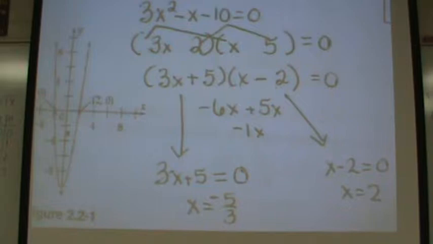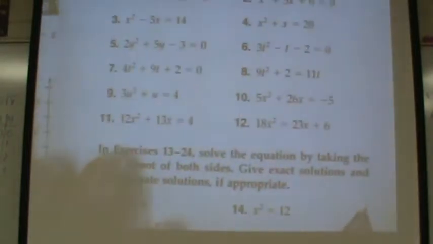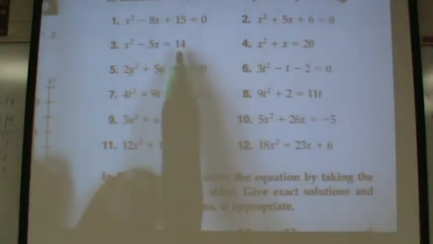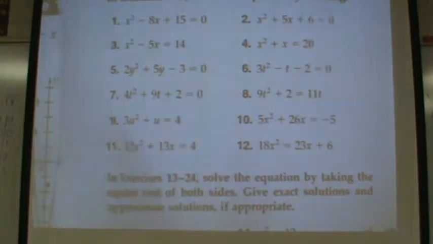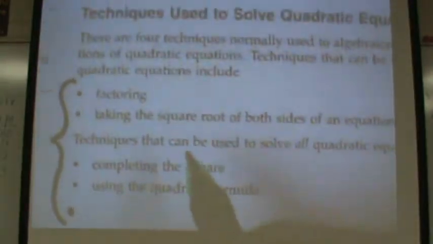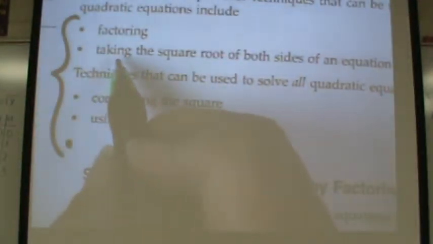here are all the problems that you'll see in section 1 through 12. So for some of them, you have to move a number over. Never factor without a 0 on one side. Okay? Flip this worksheet over, and we're gonna talk about the next type of solving equation.